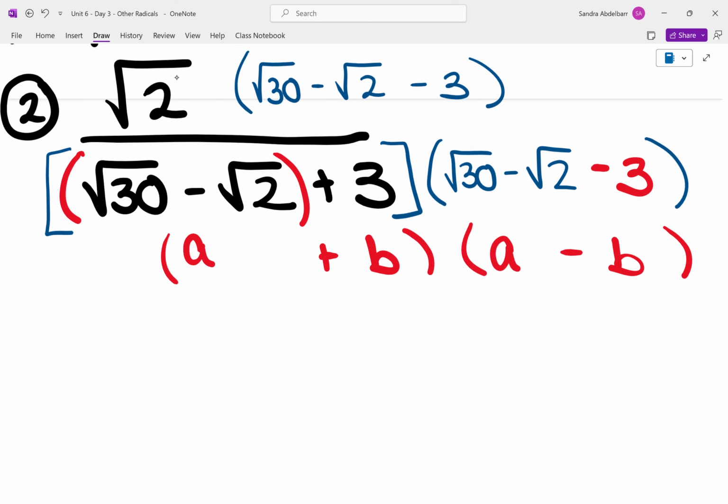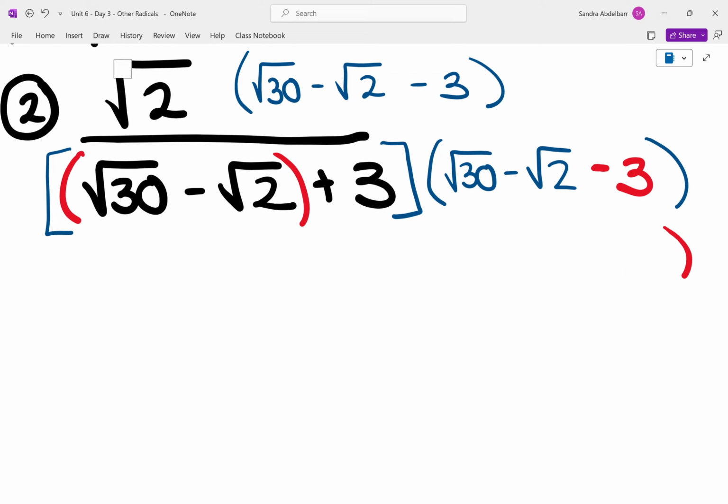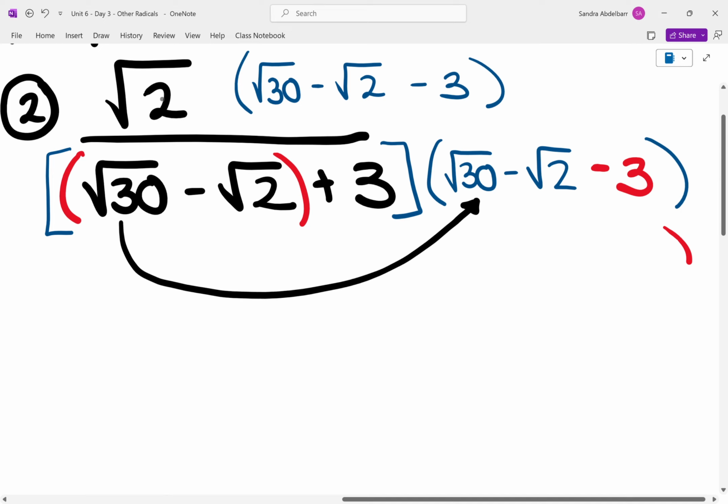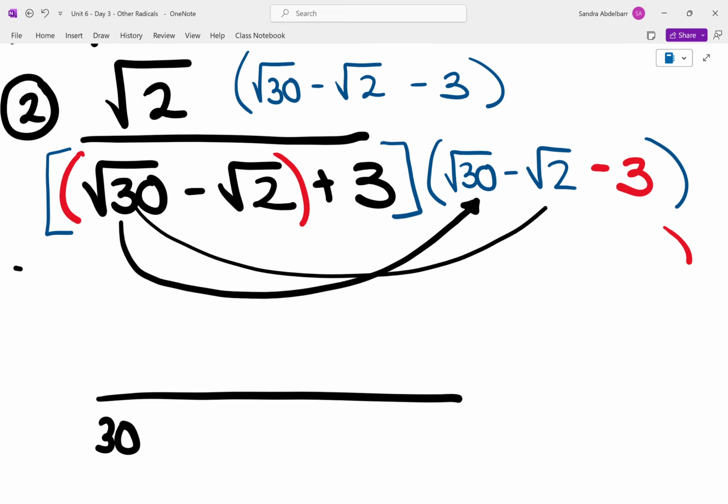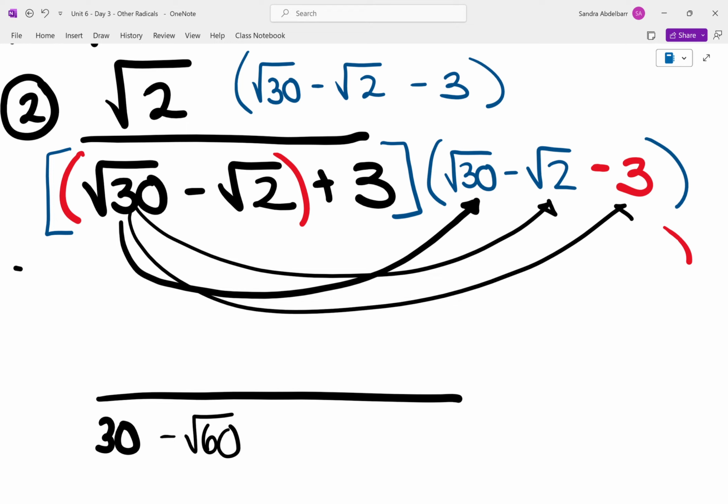And now I'm going to distribute for that denominator. To multiply that denominator, I'm now going to distribute. So I have root 30 times root 30 is 30. Root 30 times a negative root 2 is a negative root 60. Root 30 times a negative 3 is a negative 3 root 30.